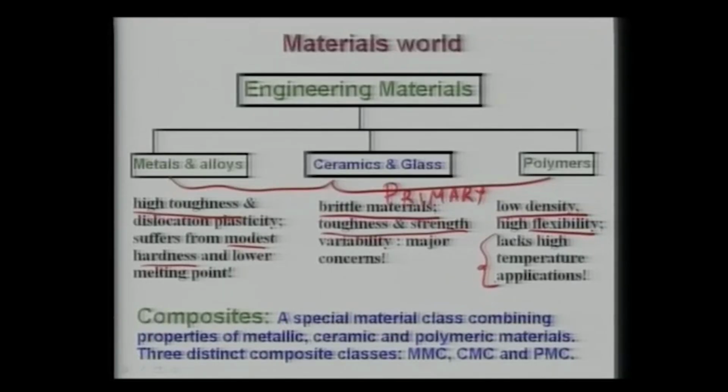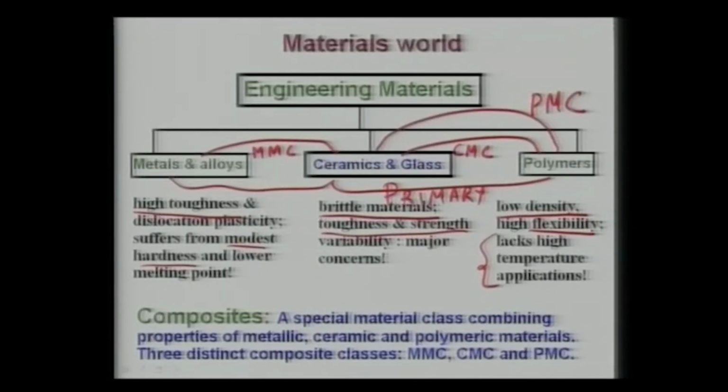Now when it comes to composites, essentially you can make metals with ceramics. If the metal volume percent is more than 50%, we call it MMC, that is metal matrix composites. You can also have ceramic matrix composites, if the ceramic volume fraction is much more. If the polymer volume fraction is much more than ceramic, then we can call them PMC, that is polymer matrix composites.